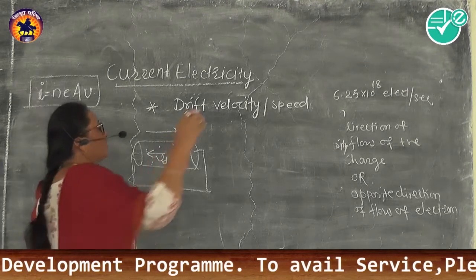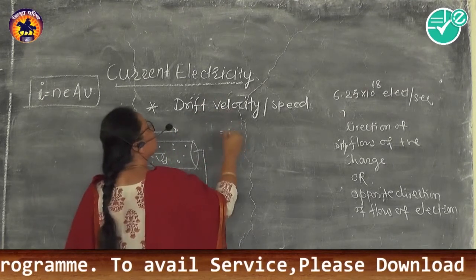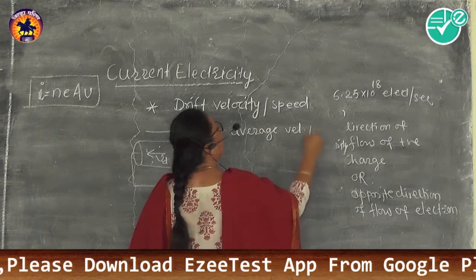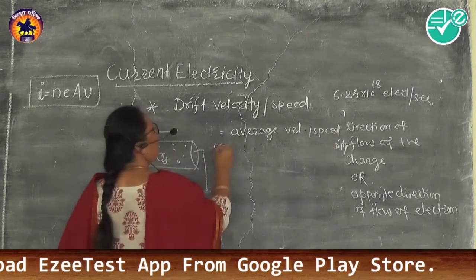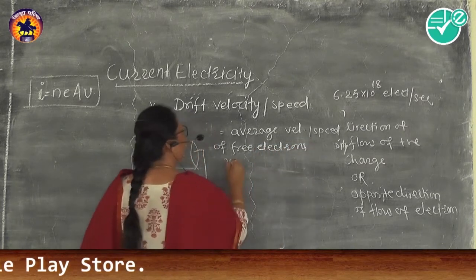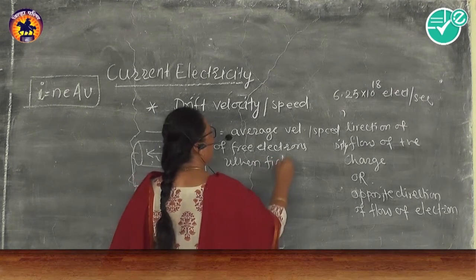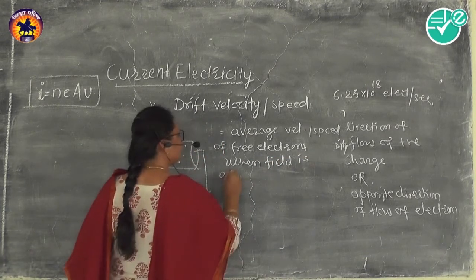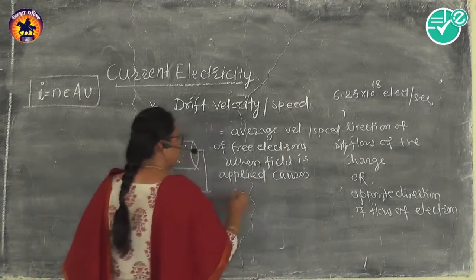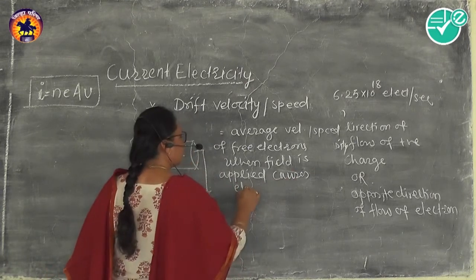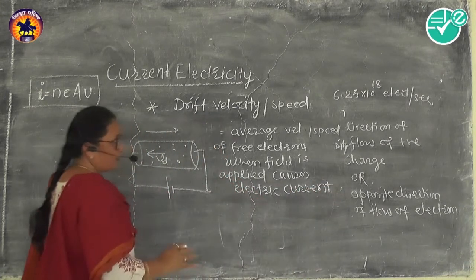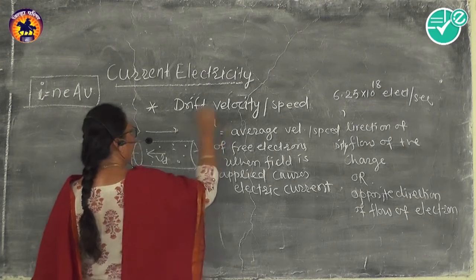So drift speed, or drift velocity, is nothing but the average velocity or speed of free electrons when a field is applied, which causes electric current. This drift velocity or speed is denoted by the letter Vd.